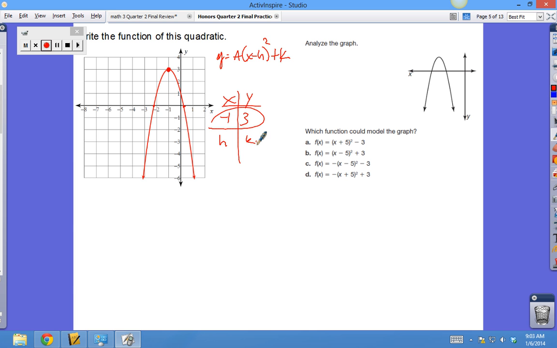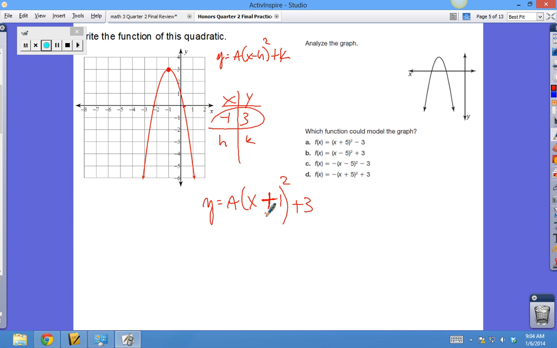So if I start plugging into my model, I'm going to go y equals a times x minus whatever h is. My h is negative 1, squared, plus whatever k is, 3, and this should be a plus 1. So you got to remember, the number in the parentheses moves you left or right. If it's plus 1, that moves you to the left. If it's minus 1, it moves you to the right. So make sure your sign in here is correct.